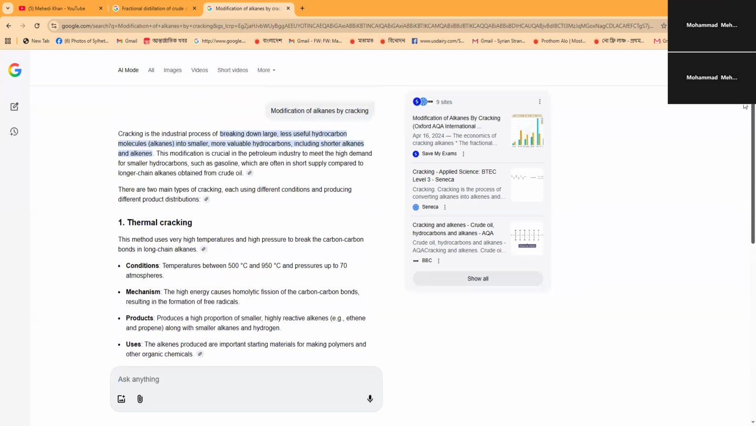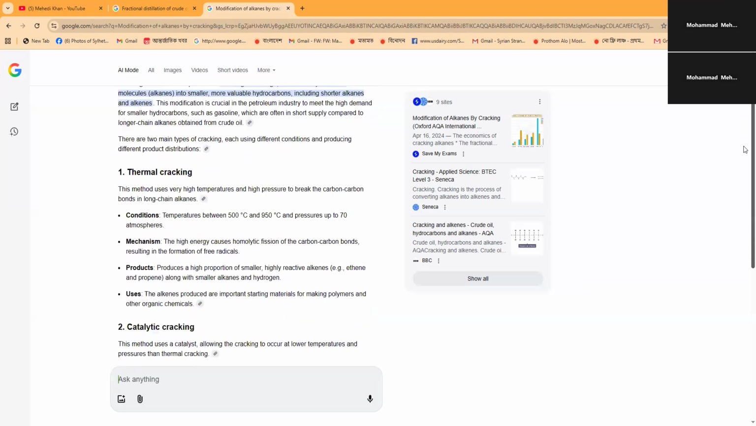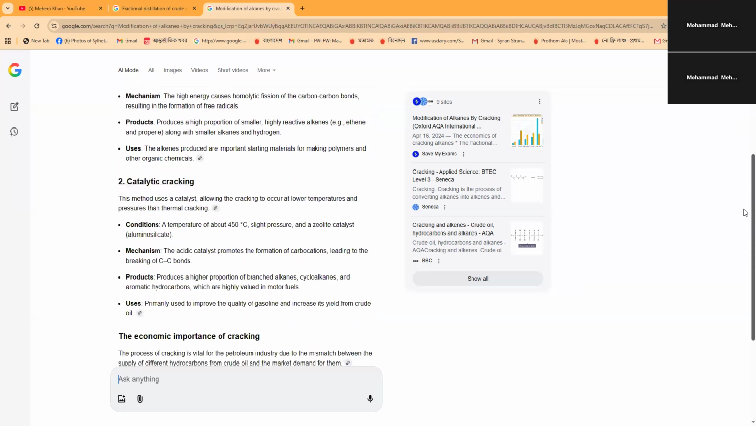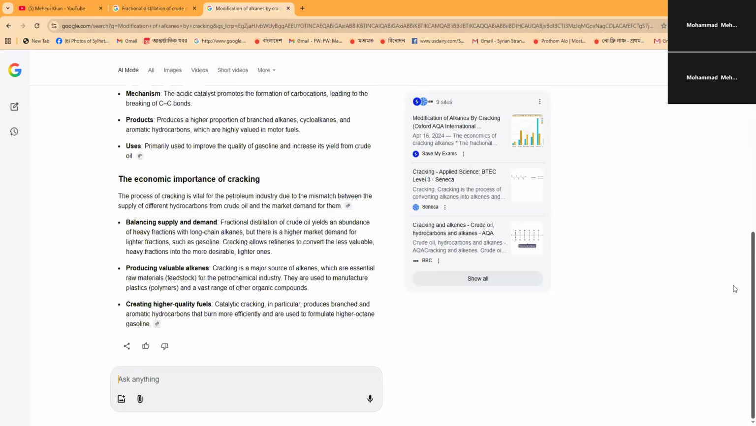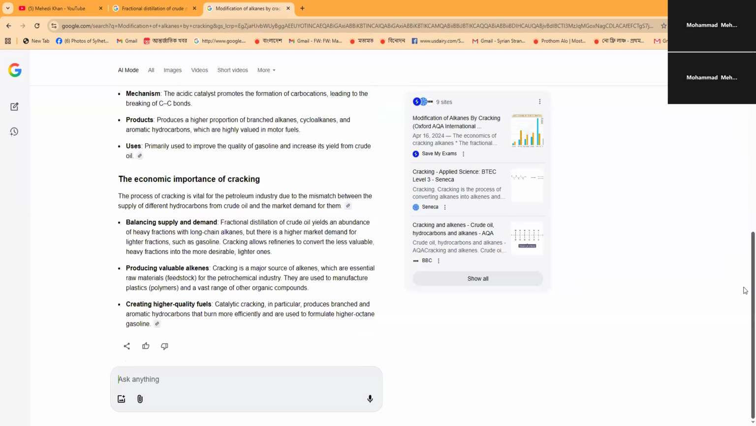So like you can see, think of a hydrocarbon that has 10 carbons, decane. Decane can be divided into two: one is octane that has 8 carbons and ethane that has 2 carbons. Okay. So by cracking, we can produce these.